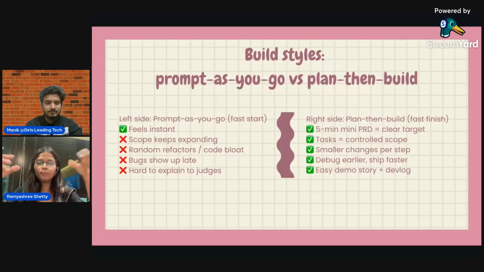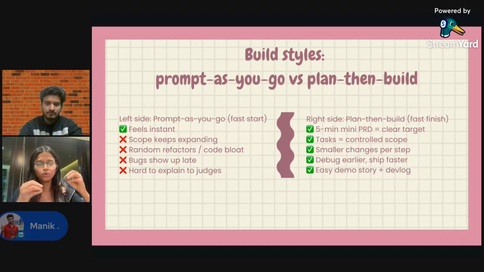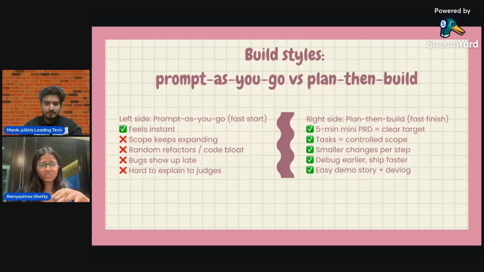So putting some more context to the low code and the plan then build context, I will summarize it in a few lines. Prompt as you go simply means that you prompt, you start building, and as you see the product, you keep making changes. This is possible in Lovable. So you can look at the product, think this is not right, put in a prompt, change it, and make your changes.